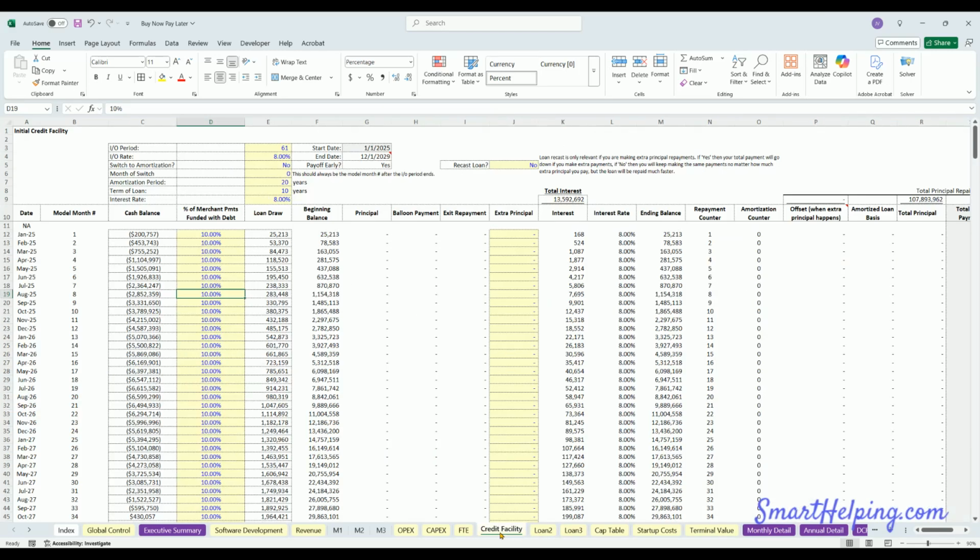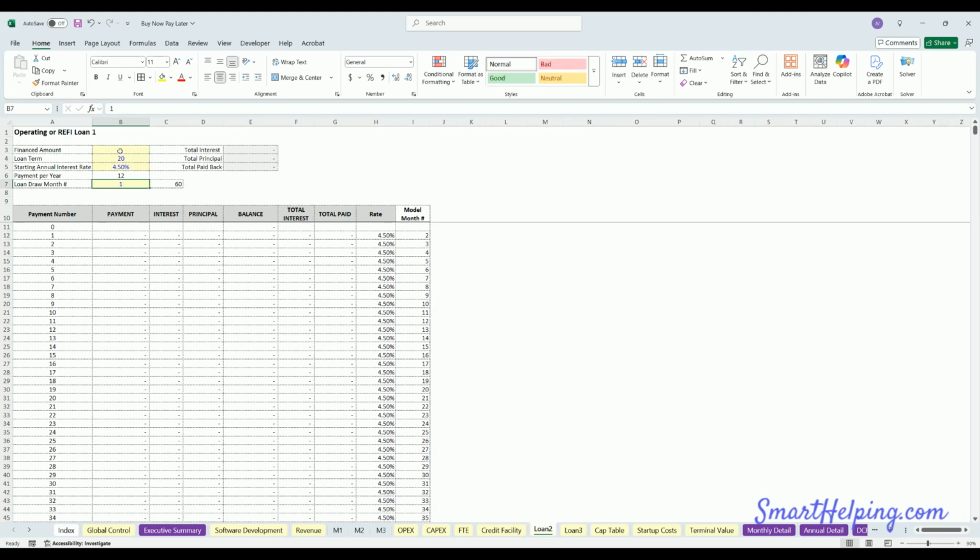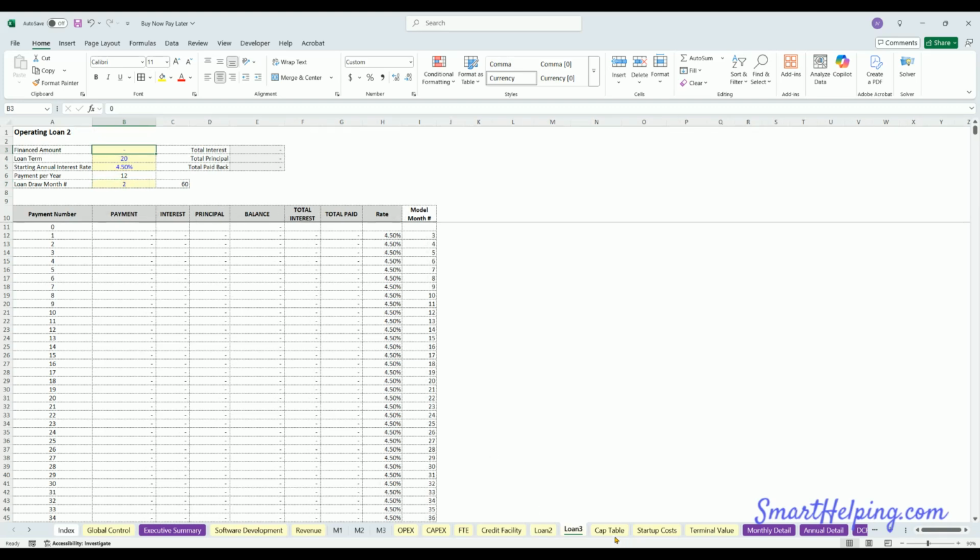Okay, so that was the credit facility. We also have loan 2 and 3. These are like working capital loans, or just simple amortization schedules. You can put in some financed amount and some draw month number here, and it just flows through accordingly.